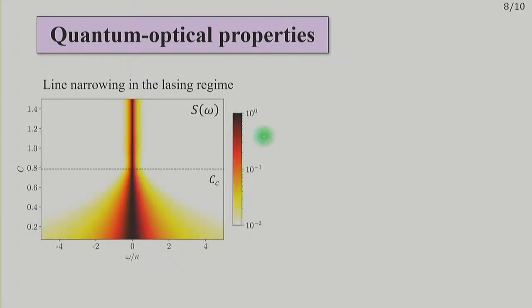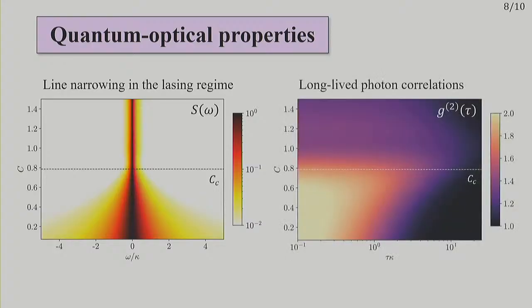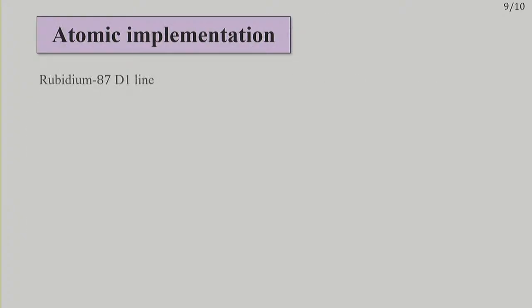Well, within the lasing regime, I get the line narrowing typical of lasers, and photon correlations now are not independent anymore, but now there is a certain bunching effect in the lasing regime that indicates that now in my squeeze laser photons are correlated.